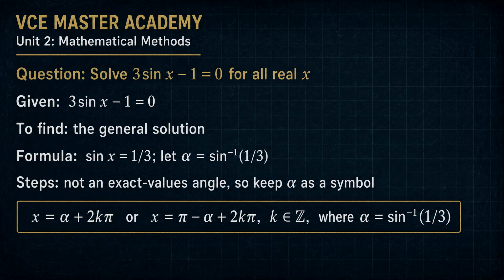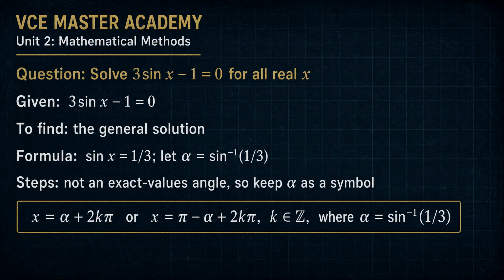Example 6. A curveball. 3 sine x minus 1 equals 0. Tidy up. Sine of x equals 1/3. 1/3 is not on the exact values table. No pi over 6, nothing tidy. That is fine. Give the angle a name. Let alpha equal sine inverse of 1/3. That just means the angle whose sine is 1/3. Keep alpha as a symbol. A symbol is exact. A decimal is not.